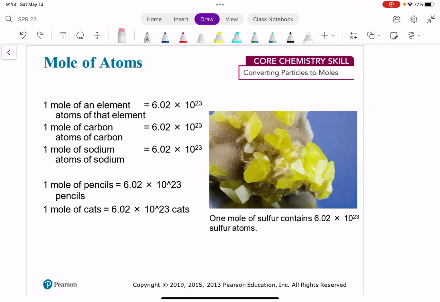But a lot of times in chemistry, we want to count atoms specifically. So here are just some examples of how you might see that done, right? So a mole of some element is 6.022 times 10 to the 23rd atoms of that element. A mole of carbon is 6.022 times 10 to the 23rd atoms of carbon. A mole of sodium is 6.022 times 10 to the 23rd atoms of sodium, okay? So 1 mole is that many of that thing.